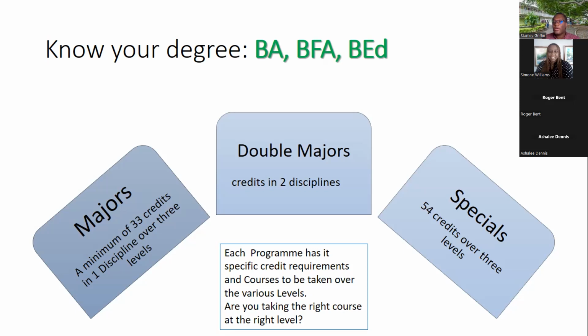If you're doing majors, it means that you need credits in at least 2 disciplines. If you're doing a special, you need 54 credits over the 3 levels. And so each program has its specific requirements that you need to be aware of. And this is the challenge. You need to be taking the right course at the right level.